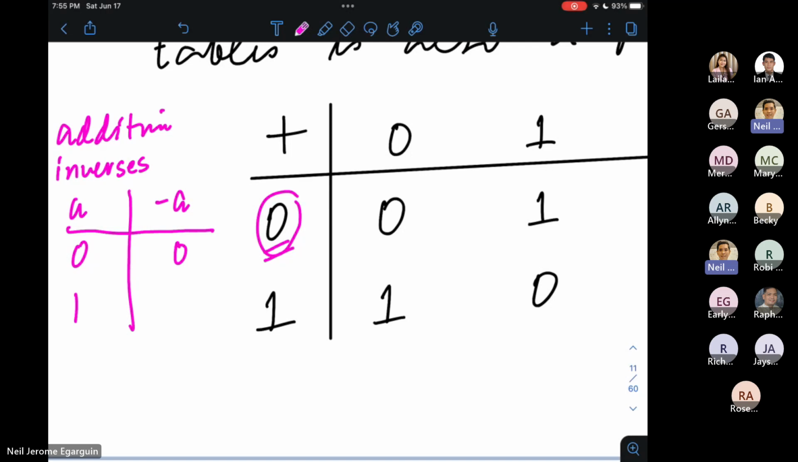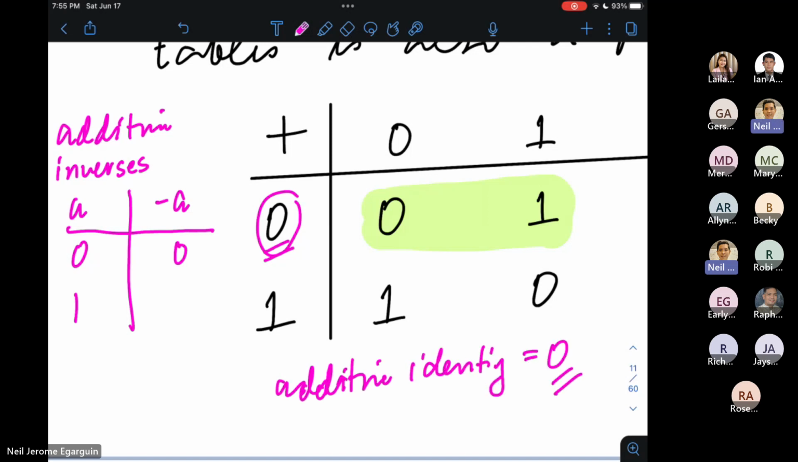So, you look at the row across 0. Kailan ako nakakuha ng 0 pabalik? Kailan ko nakuha yung additive identity? Maybe we should note the additive identity here. Additive identity ay 0. So kailangan hanapin ko dito sa naka-green, sino dyan yung nagbigay ng 0? Nagkaroon ako ng 0, and how did I get a 0 inside the table? When I added 0 to 0. So the additive identity of 0, the additive inverse of 0 is 0.